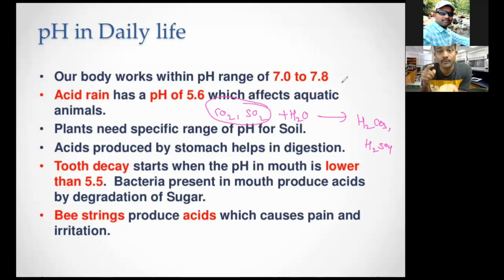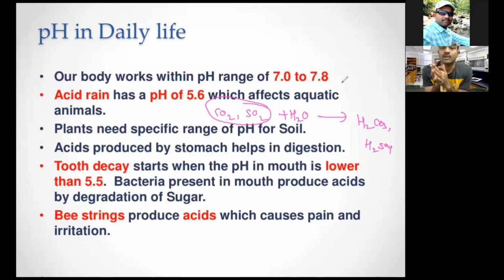Okay, so before adding that one, our soil is neutral. Suppose our soil is neutral, we require acidic medium. What we have to do? We are adding some acidic salts to this. Acidic salts. Now the soil will become acidic. So when you plant acidic-requirement plants, now it will grow easily, right?